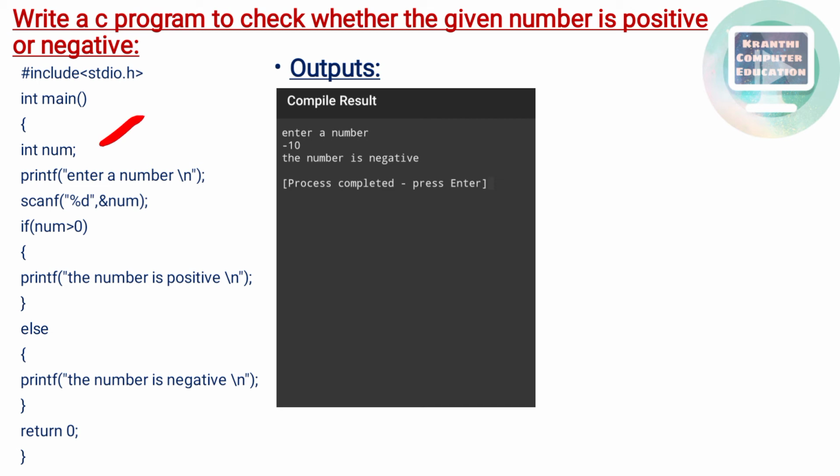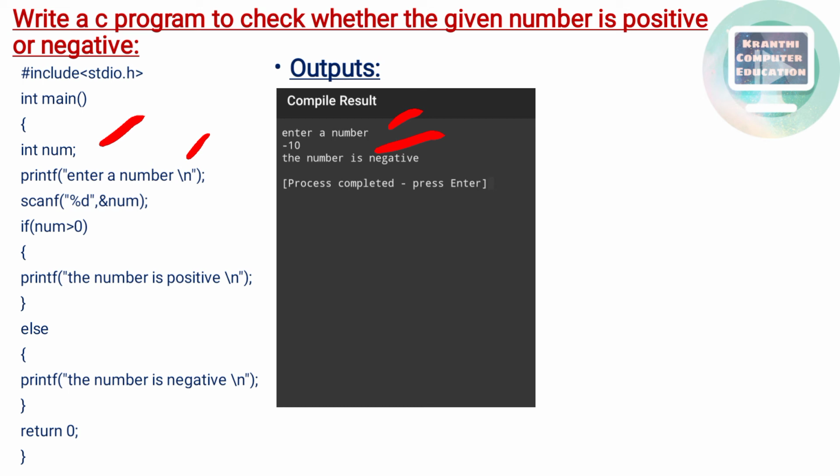Let's see now. Here we are declaring a variable num. It is of integer data type. Next we are printing on the screen "enter a number". So if you compile and run this program, "enter a number" will be displayed like this. After seeing this, I just entered -10.